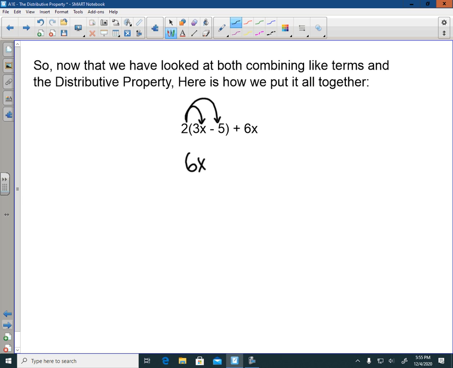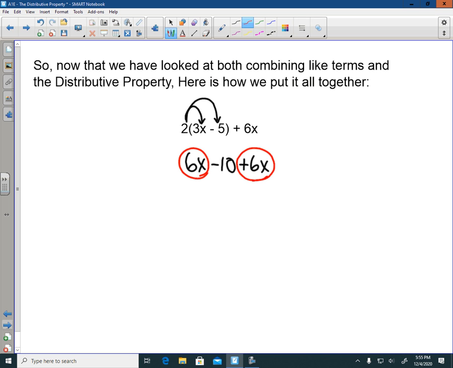That's one of the most common mistakes I've seen math students do. They only distribute the first term, but not the second. And we have 2 times negative 5, or negative 10. And then this plus 6x, we haven't done anything with it, so we can just bring it on down. Now let's check this. Do we have some like terms? I see some. We've got a 6x here, plus another 6x there.